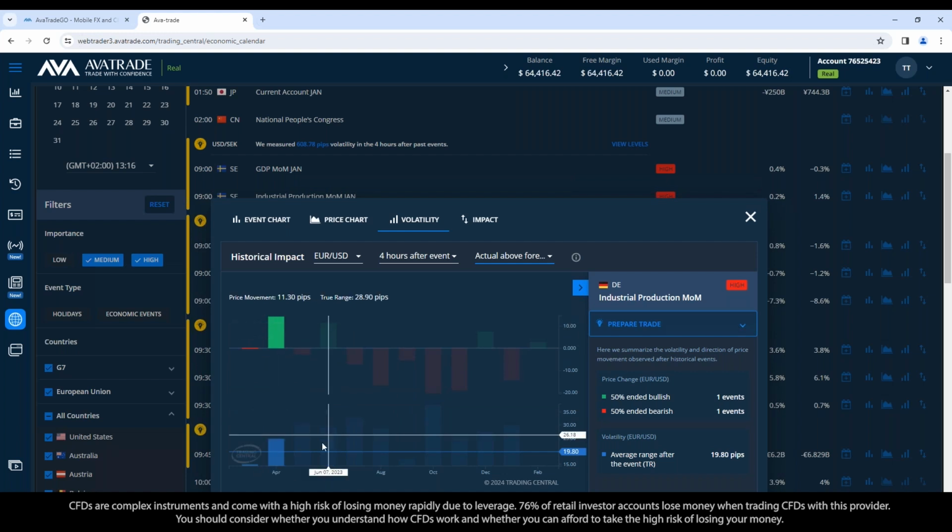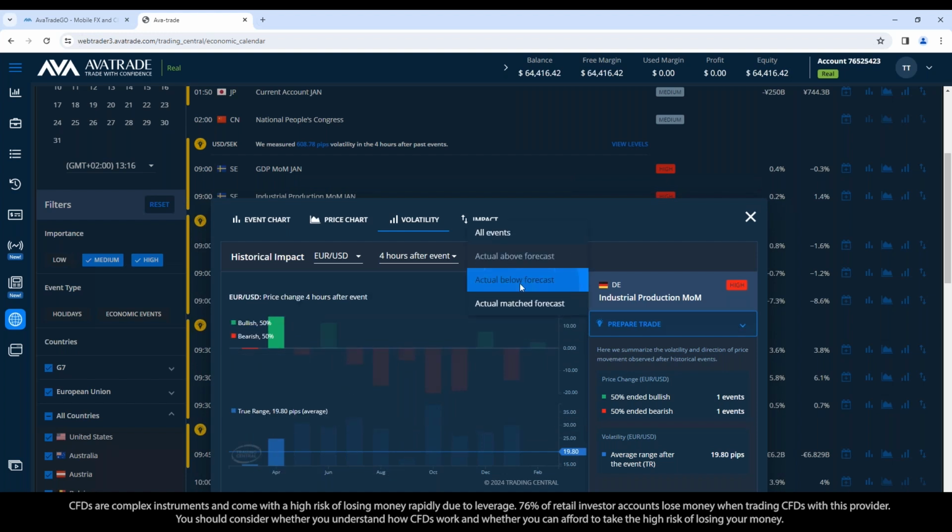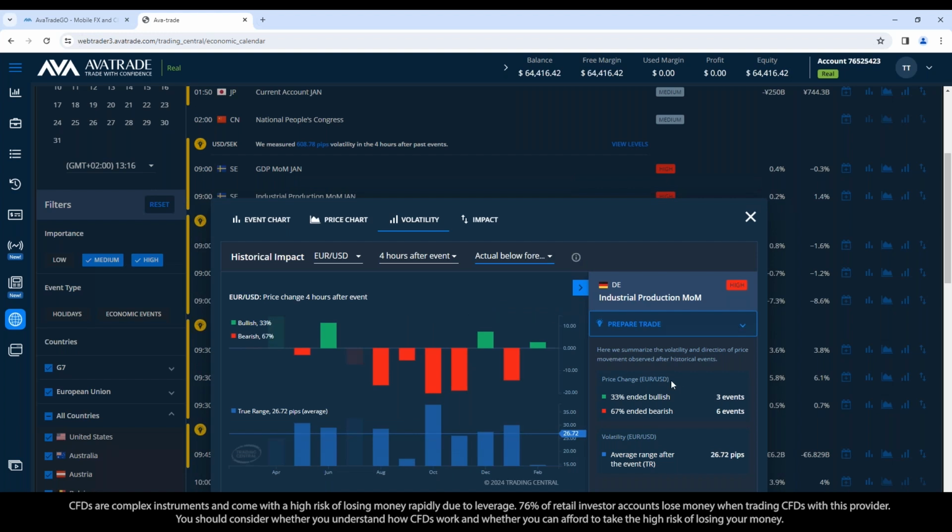It only happened twice. The time that it went down, it barely dropped at all. You can almost not see any movement in this area here. And when it went up a lot. Okay, but what about in the opposite direction? If it comes in below forecast, now we see a big difference, a big turnaround. There's a lot more red going down than green going up. The market flipped if this comes in below forecast.